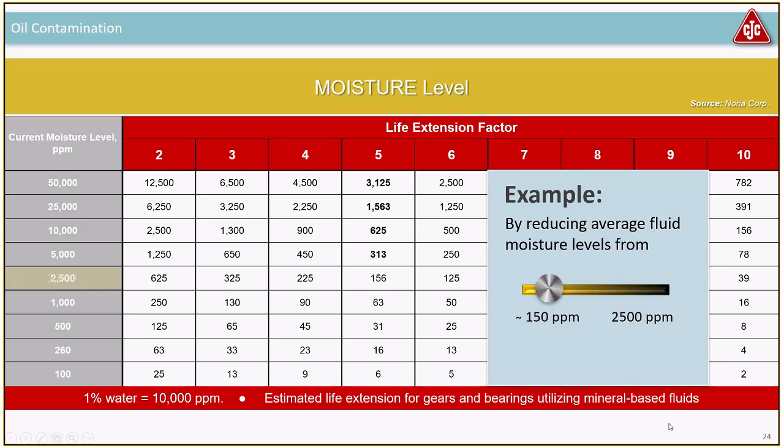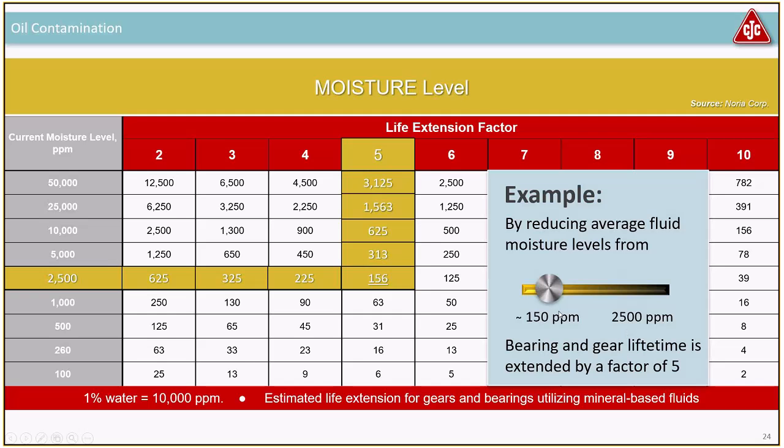So if I took a system with 2,500 parts per million and cleaned it to about 150 ppm, you can see I'll go here, go sideways, now 156, very accurate in this table, and then it gives me 5 times longer life. So that will be for a gear, for example.